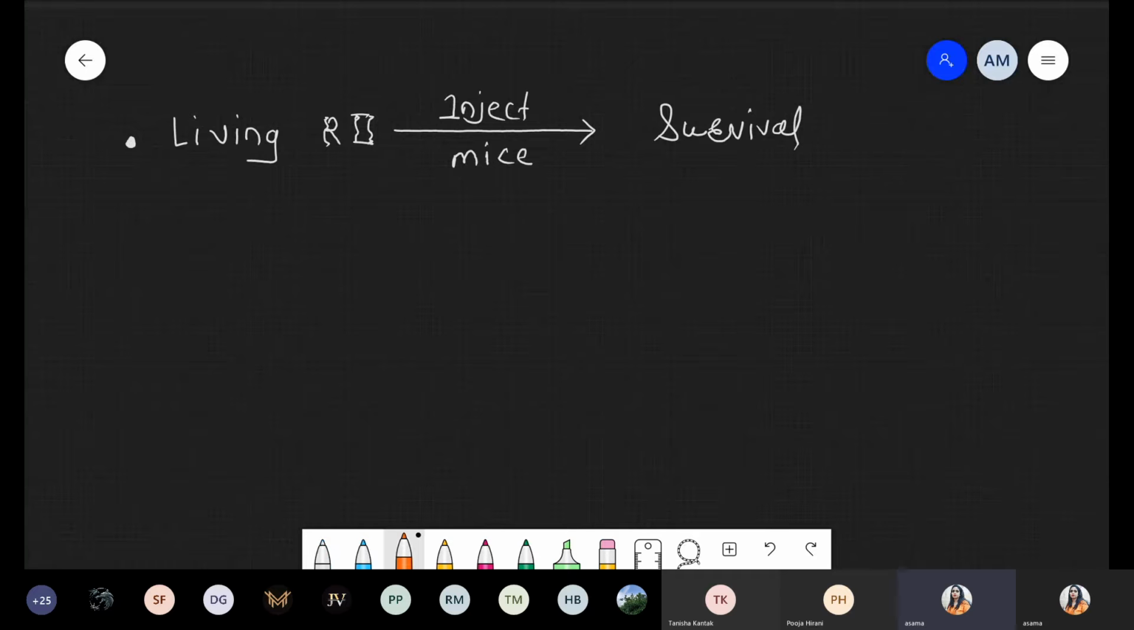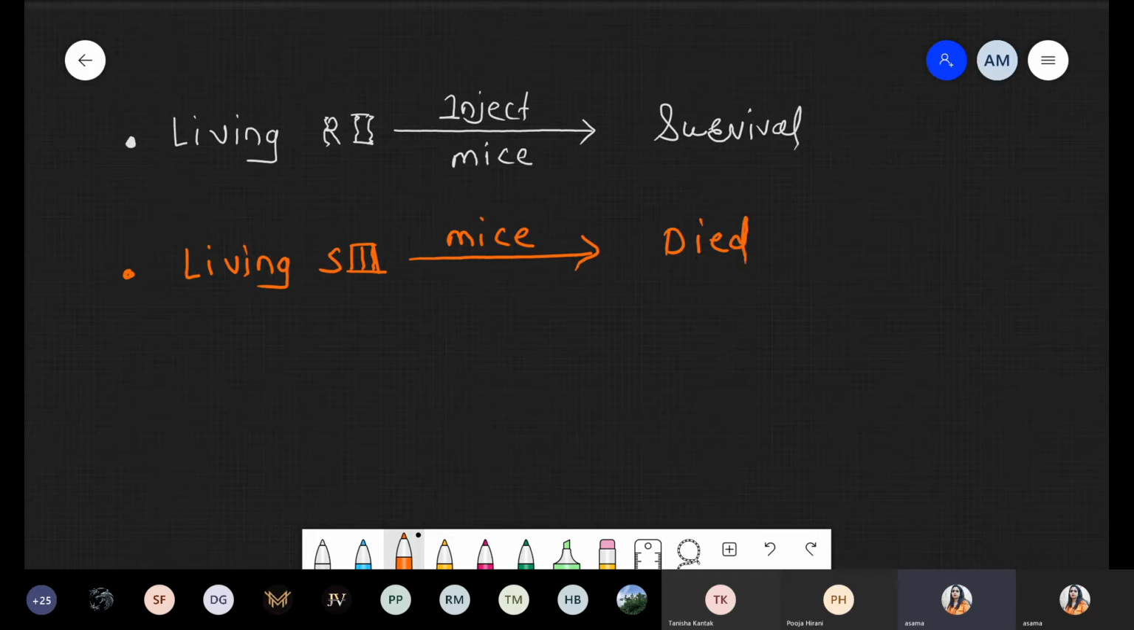Now in the second experiment, the scientist purposefully selected the living smooth strain, that is the living S3 strain. Same procedure, it is injected into a mouse. Now what happened? The S3 strain causes pneumonia, definitely pathogenic, and the result is that the poor mouse died.